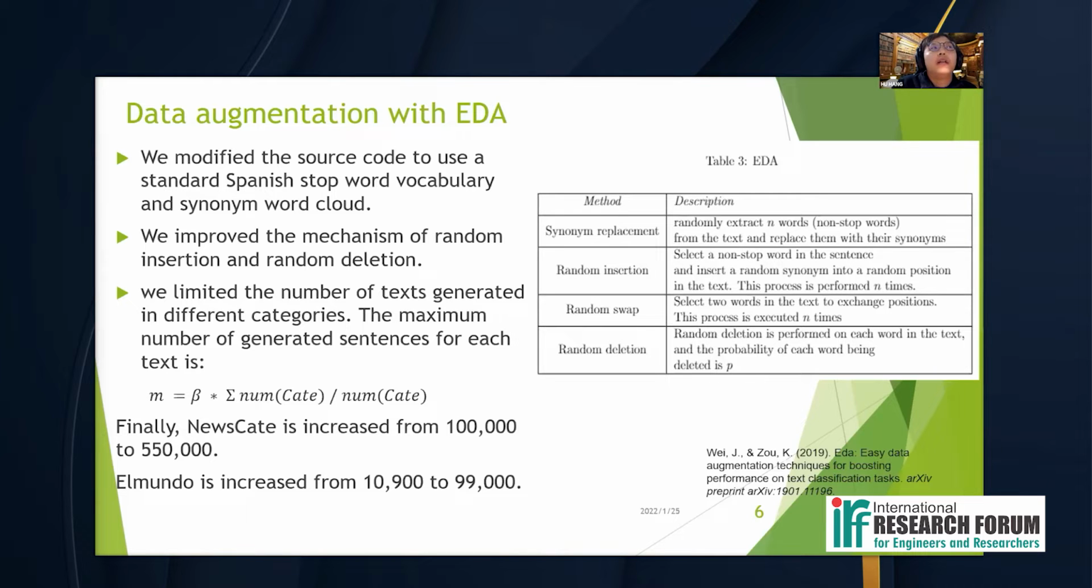Third, we limited the number of texts generated in different categories. The amount of augmented data produced for each category is determined by the proportion of the category in the dataset, so we can obtain more content for the low volume categories. We believe this process can relieve the label imbalance in the datasets.